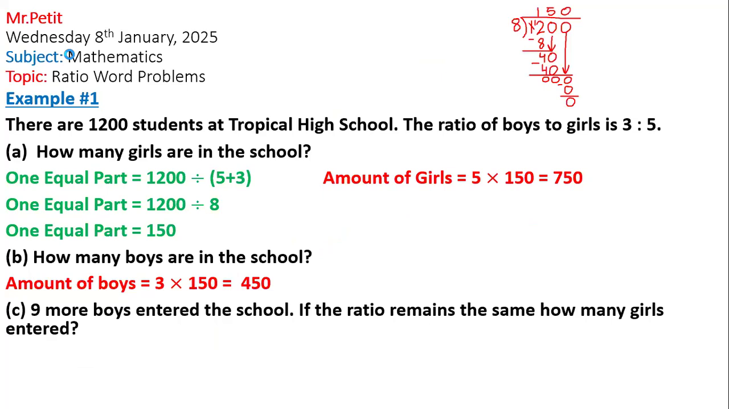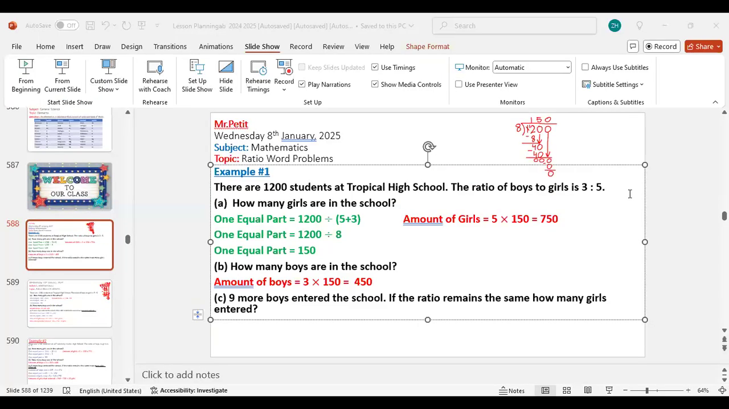Yes, always put 1 equal part. Chemo, you need the picture of this. Always put 1 equal part. If the ratio remains the same, so 9 more boys entered the school, right? If the ratio remains the same, how many girls entered?